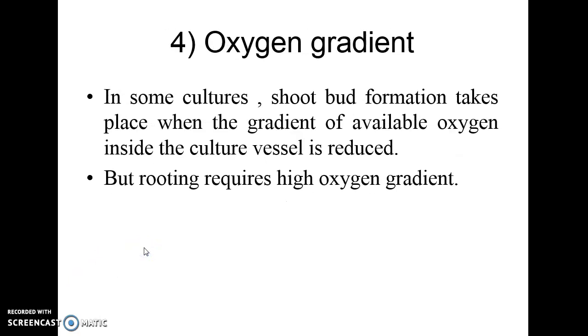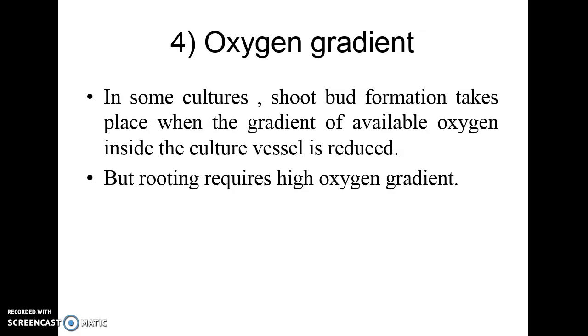Next is oxygen gradient. There is formation of oxygen gradient. The air can pass through the closure, for example the non-absorbent cotton that is used as a closure during plant tissue culture. And what happens? That generates the oxygen gradient.